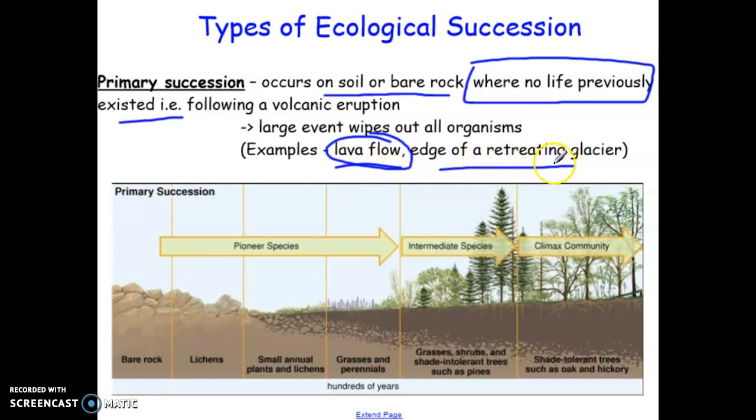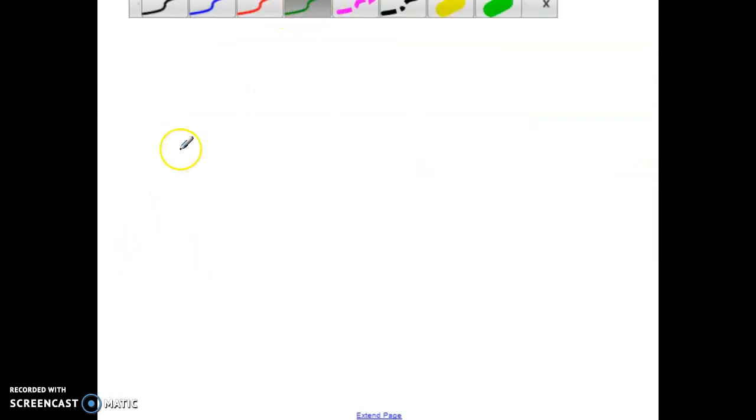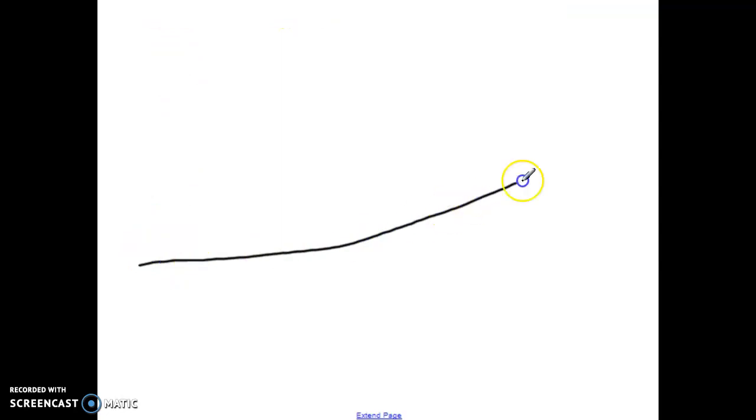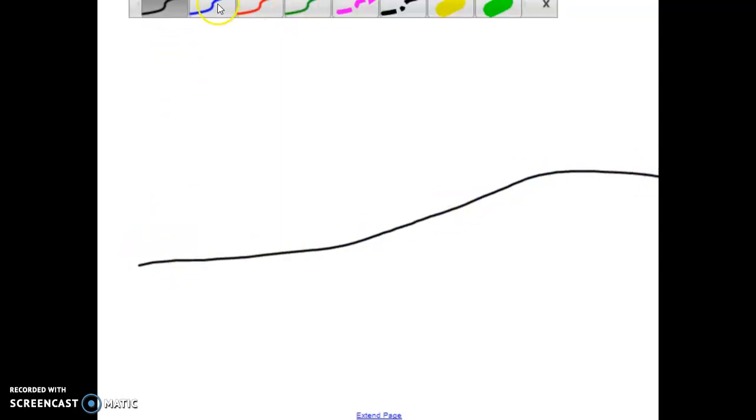The second example of primary succession is a glacier that is retreating. You may or may not know things about glaciers. Let's see, I'm going to use black, and let's say this is water.